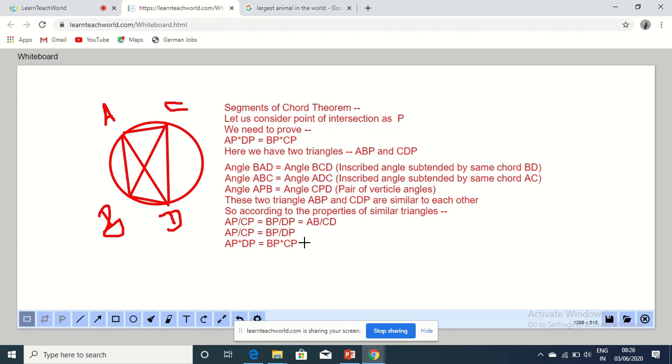Hence, we proved that if two chords intersect in the interior of the circle, then the product of the lengths of the segments of one chord is equal to the product of the lengths of the segments of the other chord. So this proves that AP multiplied by DP is equal to BP multiplied by CP, and that's what your segment of chord theorem is. Is it clear for you?